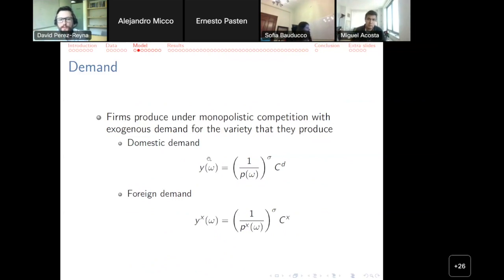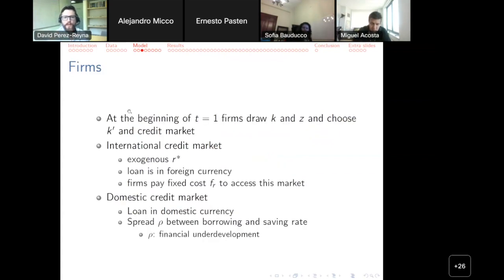So we're going to assume that firms produce under monopolistic competition, and they face these demands: a domestic demand and a foreign demand. In the fully dynamic model we're working on, the domestic demand will be endogenous, but not for today. For today, it is exogenous. And then I think I already mentioned this, just to be clear with the notation.